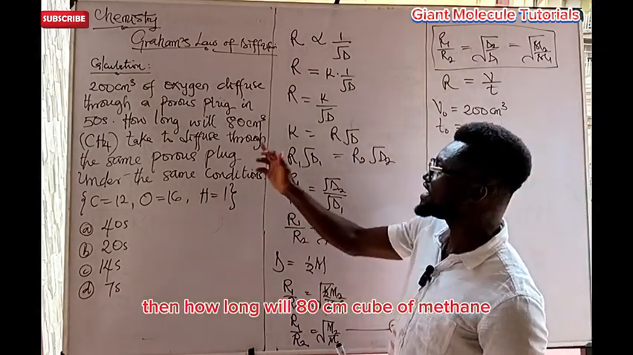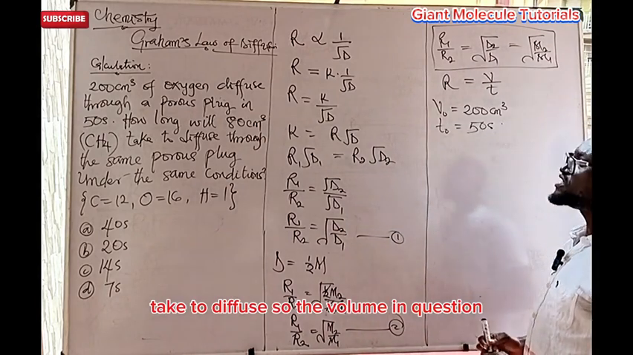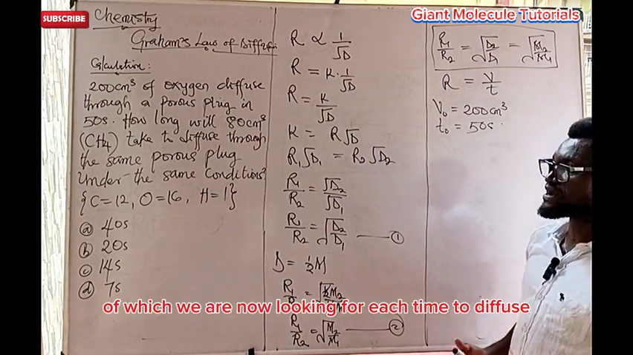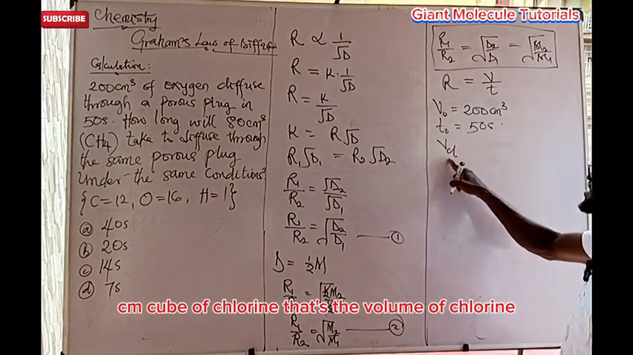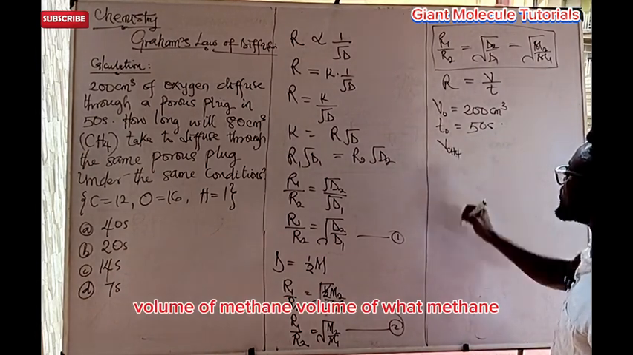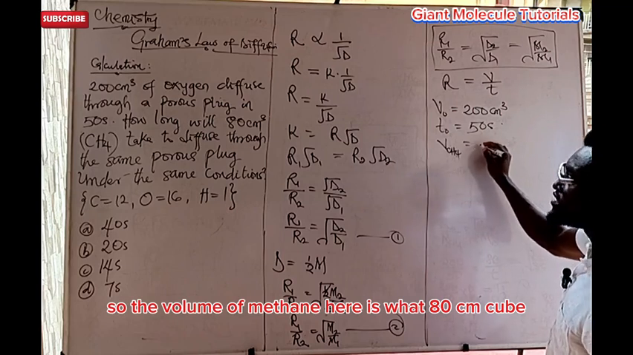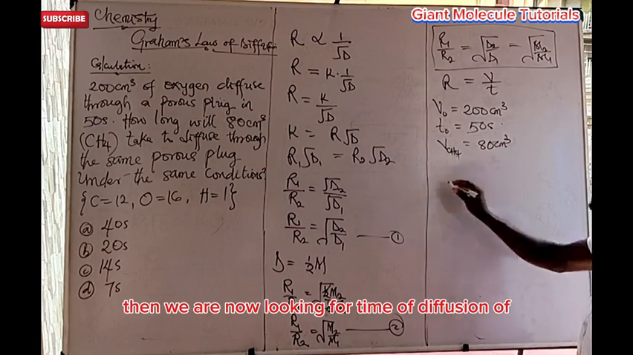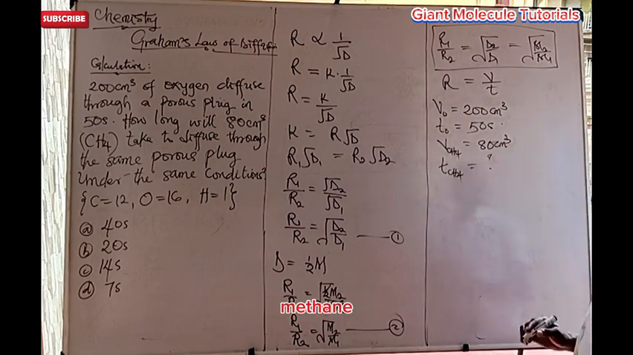Then how long will 80 cm cube of methane take to diffuse? So the volume in question, of which we are now looking for the time to diffuse, is 80 what? Cm cube of methane. That's the volume of methane. So the volume of methane here is 80 cm cube. Then we are now looking for time of diffusion of methane.